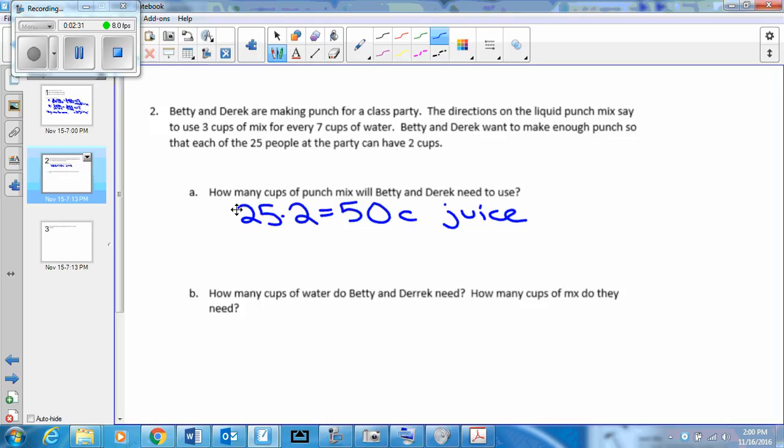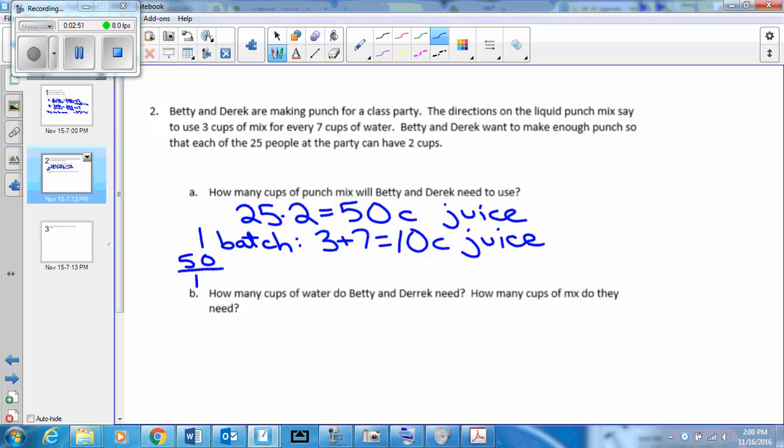One batch of the mix will make 3 plus 7 or 10 cups of juice. So to go from 10 cups of juice to 50 cups of juice, if I divide those, 50 divided by 10 tells me I need to make 5 batches. And so now for 5 batches, to figure out how much punch mix that would be, I would multiply the amount of mix, 3, by the number of batches, 5.